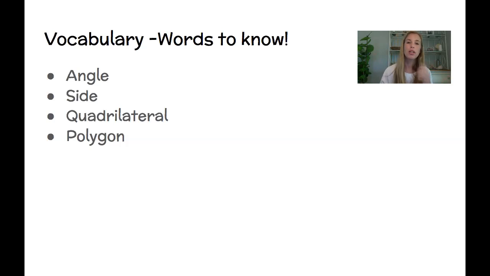And then the last word that you might need to know is a polygon. Let's look at the prefix on this word, poly. Have you ever played Monopoly before? Monopoly has poly in the word. Poly means multiple. And so a polygon is a shape that has multiple sides.